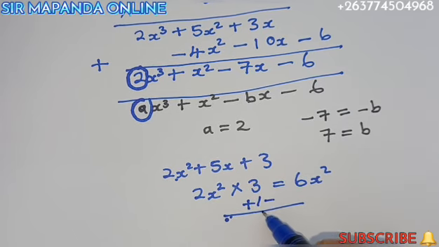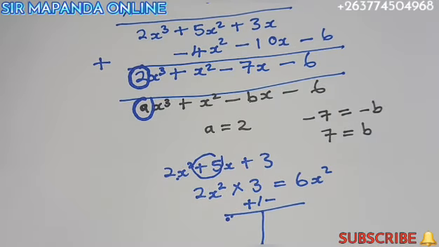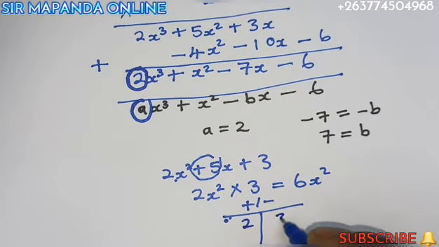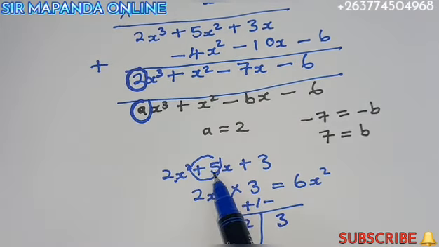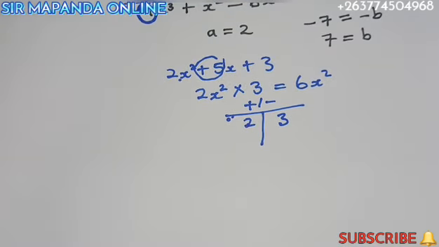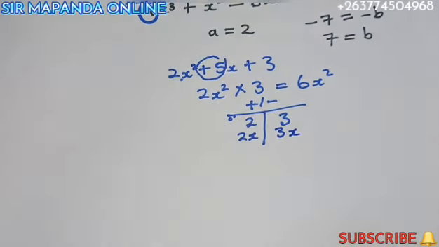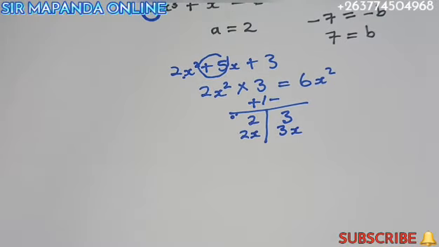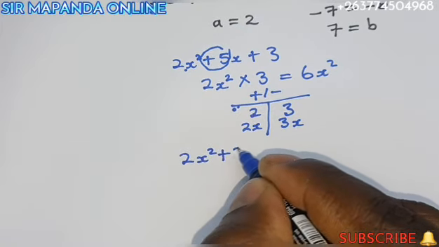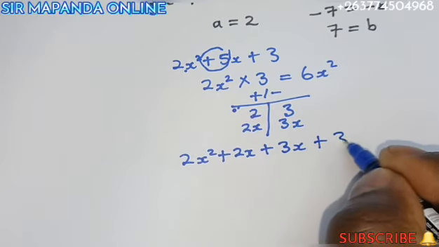Then you are now looking for 2 factors of 6, which give you a sum of 5. I hope you are listening. So the numbers are 2 and 3. 2 plus 3, you get 5. Then 2 times 3, it gives you 6. Right? So this 2 is going to be represented as 2x. 3 is going to be represented as 3x. We are now factorizing by grouping, whereby you say 2x squared plus 2x plus 3x plus 3.